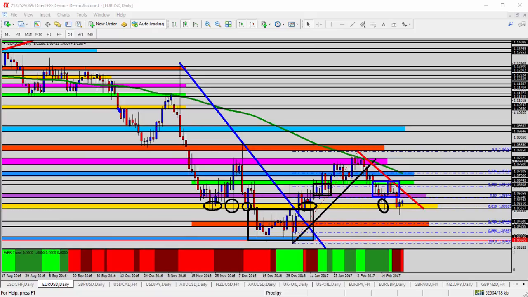Today we're going to be taking a look at the EURUSD, the euro versus US dollar, for today's trade analysis. We're going to start here on the daily time frame. A couple of different trends that we want to observe here on the chart. First off would be the rising black trend line.